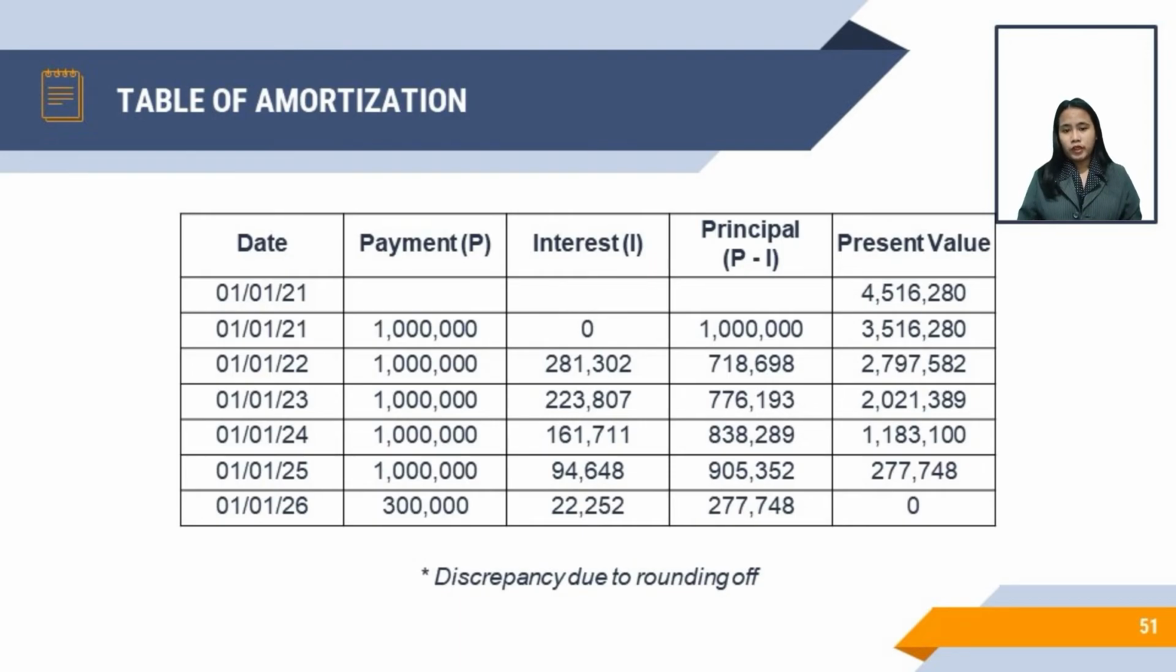So, paano natin nakuha itong principal? Nakikita natin ito sa table. Okay. So, principal is equals to payment less interest. So, from January 1, 2021 up to January 1, 2026.